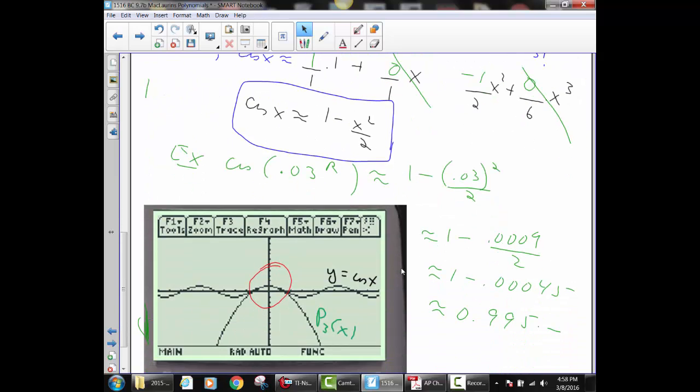I know this is a TI-89, but just to show you the graphs, this is the graph of y equals cosine x. And if we graph this function, here it is, 1 minus x squared over 2. And you'll notice that near x equals 0, it's hard to tell the difference between those two graphs.